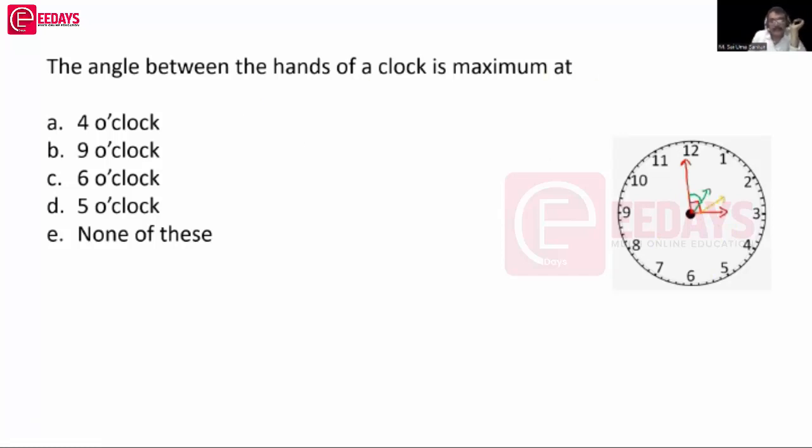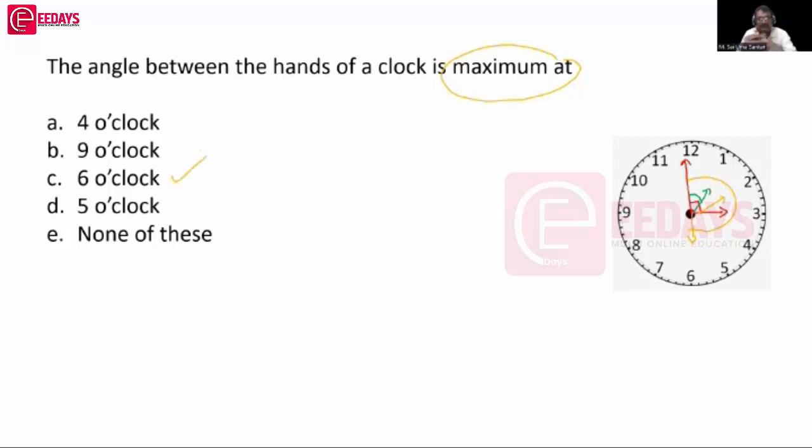What we require is the angle at maximum. When is this possible? If the minute hand shows 12 and the hour hand shows 6, then only the angle between these two hands is maximum. So what is the angle? That is equal to 180 degrees. So when does it happen? At 6 o'clock. So what is the answer?